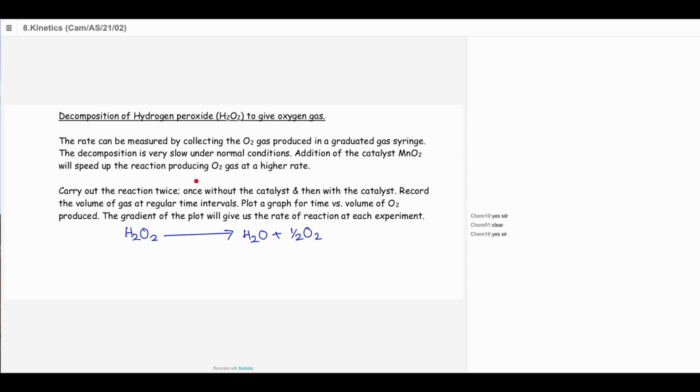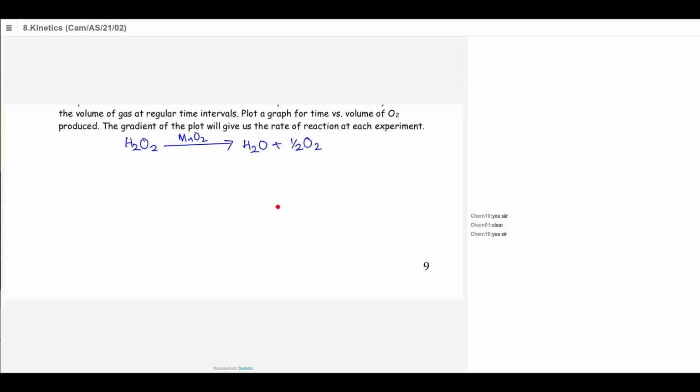This is an extremely slow process, and the rate of this process is speeded up by the use of manganese dioxide catalyst. I'm going to collect the gas in a graduated gas syringe. You can see oxygen gas is produced. I can collect the gas in a graduated gas syringe, record the time and the volume of the gas collected at regular time intervals, and then plot a graph of time versus volume of oxygen produced. The gradient of the plot will give you the rate of reaction.